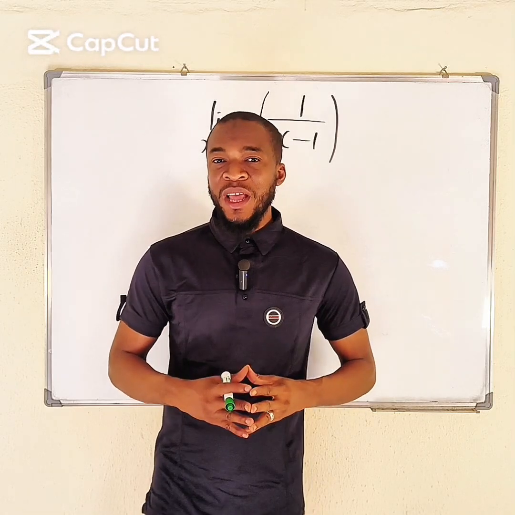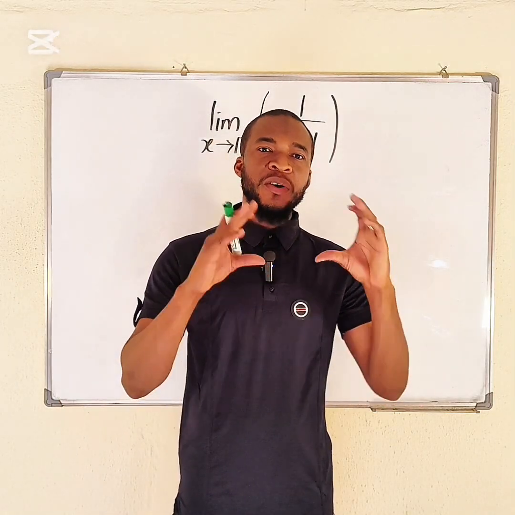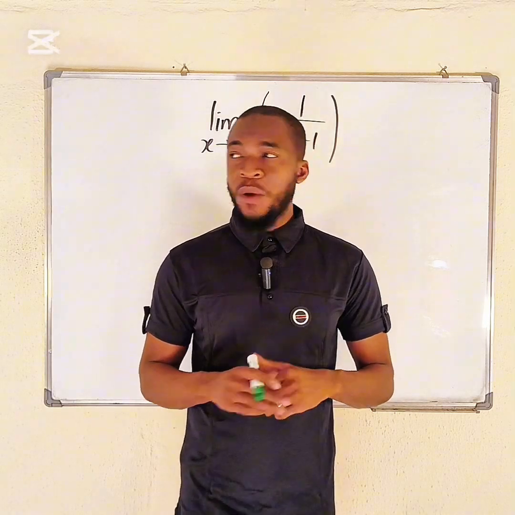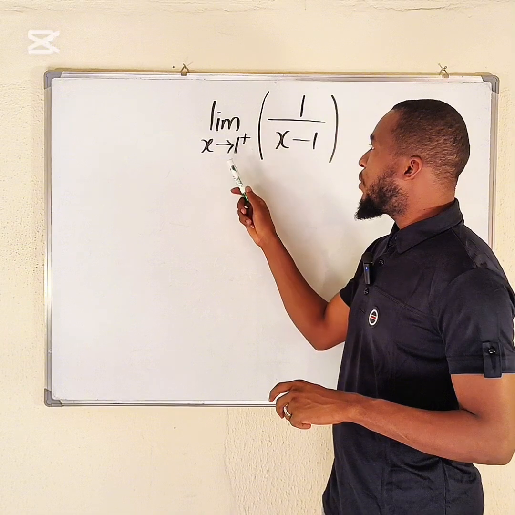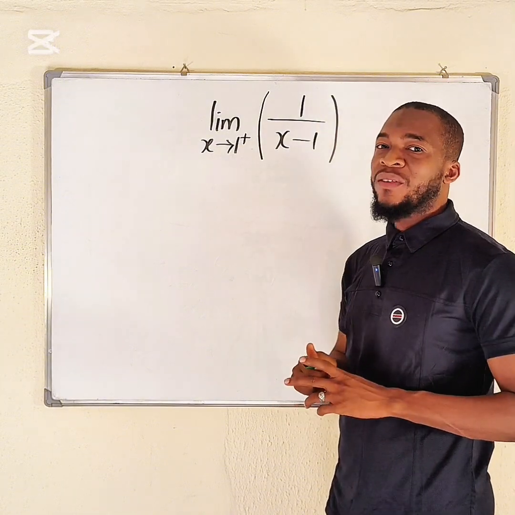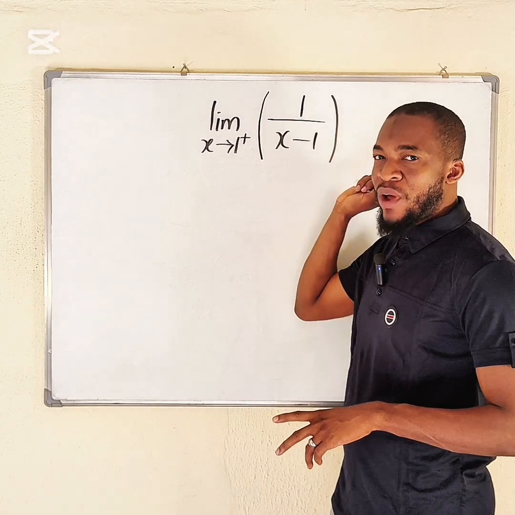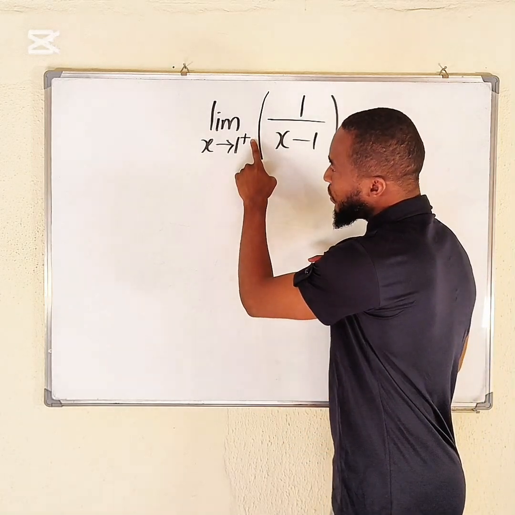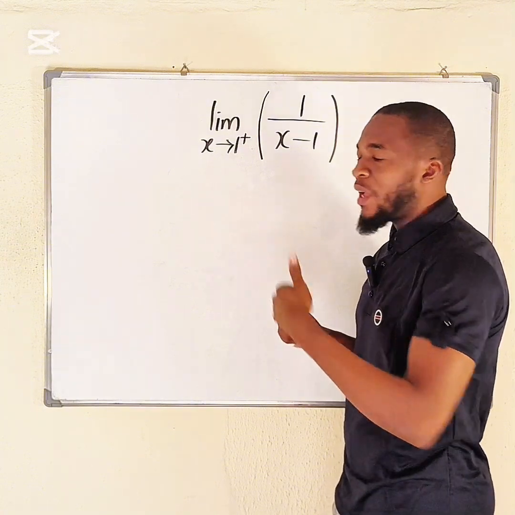Hello everyone. I would like to clear one confusion about one-sided limit of a rational function. And I want to use this as an example. We would like to evaluate the limit of the function 1 divided by x minus 1 as x approaches 1 from the right. This is why we have a positive sign here. If it is from the left, we'll have a negative sign.